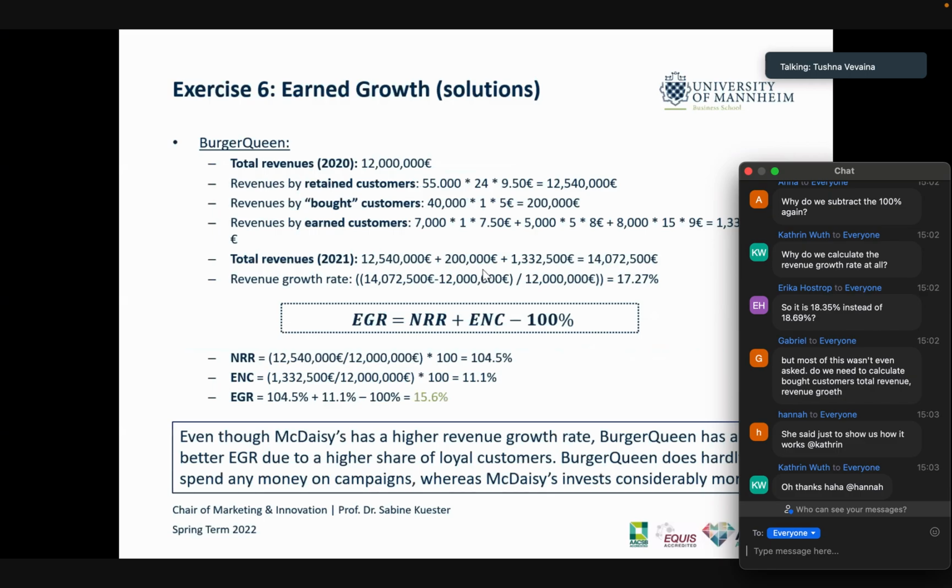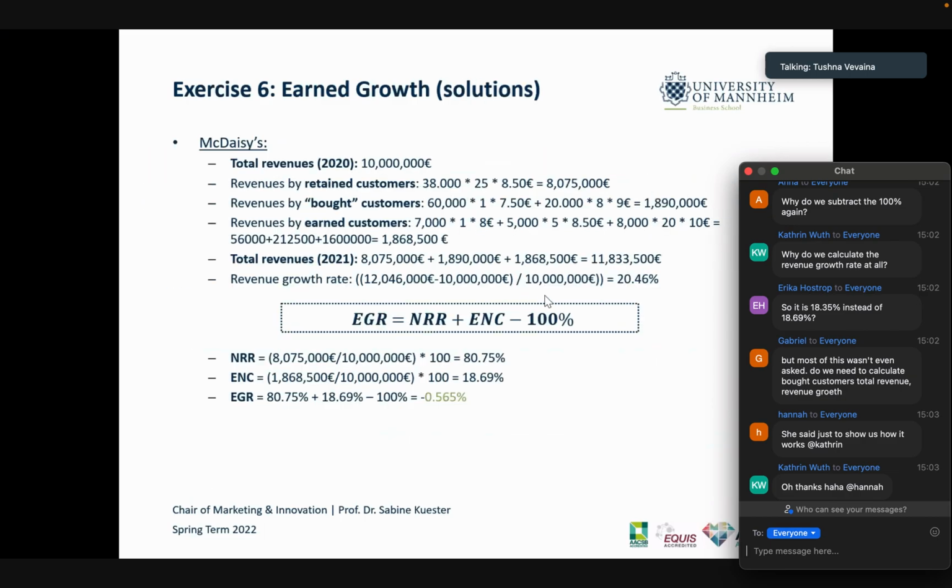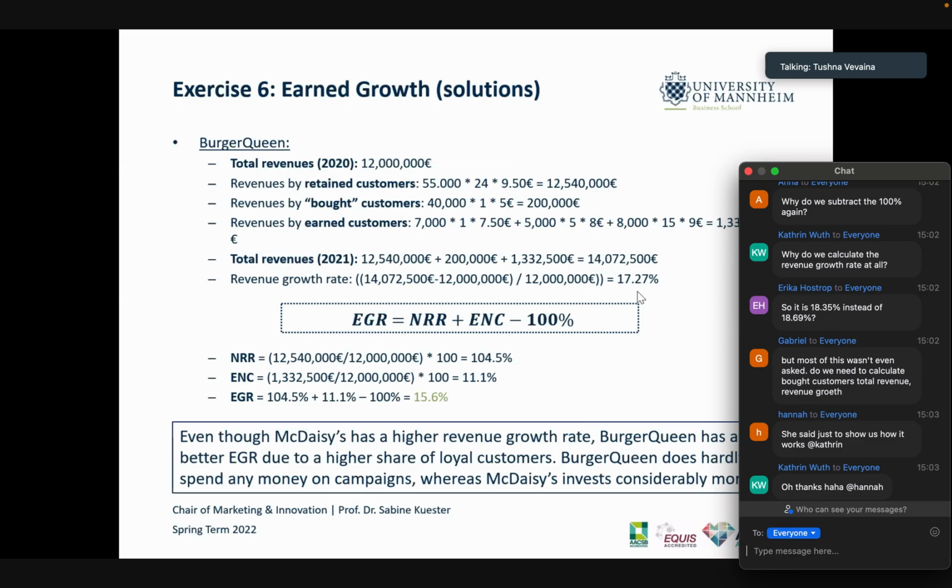Why do we calculate revenue growth rate at all? As I mentioned, it's to compare your revenue growth rate versus your EGR. In the previous example with MacDaisy, you had a positive revenue growth rate of around 18% but a negative EGR. Whereas over here with Burger Queen, you have a revenue growth rate lesser than MacDaisy, but a positive EGR, which shows that your earned customers, meaning customers through referrals and not promotional campaigns, give you a higher earned growth than MacDaisy.